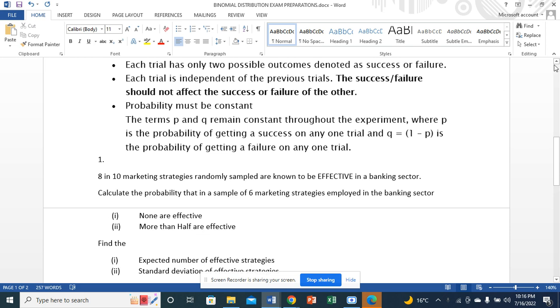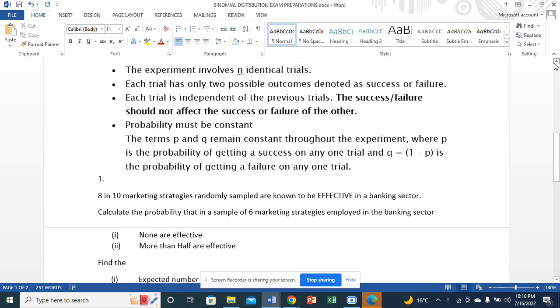So we have to see if this fits the conditions of a binomial distribution. The first one, the experiment involves n identical trials. So we have 6 trials. Then each trial has to have only 2 possible outcomes. So here, the 2 possible outcomes are either effective or ineffective.